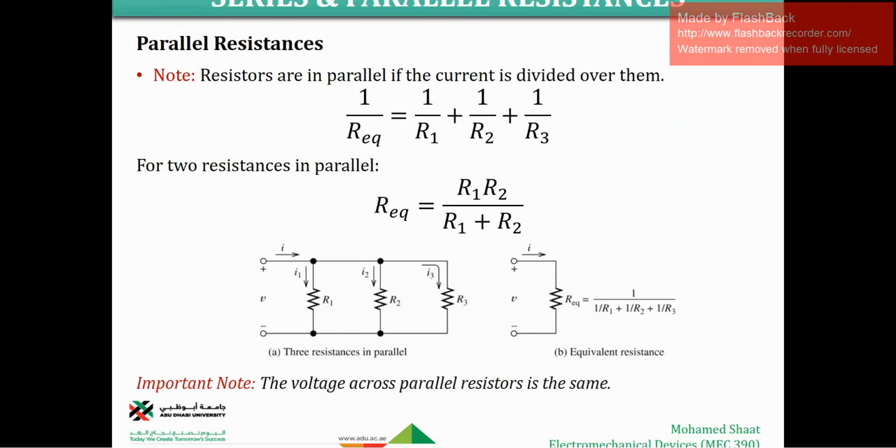As for parallel resistances, as we discussed in the previous meeting, the current should be divided over these parallel resistances. For example, in this electrical circuit, if we distribute the current, we have the total current I, which is divided over R1, R2, and R3 into three currents. I1 plus I2 plus I3 gives us the total current I. So the current is divided over these three resistances.